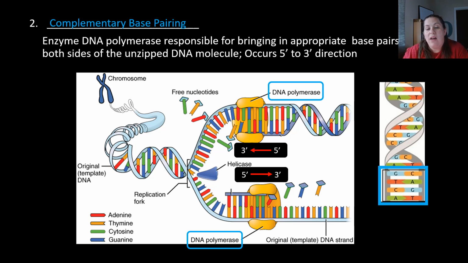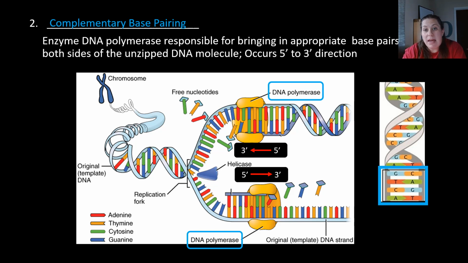Enzymes do this as well. This enzyme is called DNA polymerase. We know it's an enzyme because it ends in ase. It's responsible for bringing in the appropriate base pair. So if there's an A over here, it's going to bring in a T to match it. If it's a G, it's going to bring in a C to match it. Okay, and it's always going to do this in the 5 to 3 prime direction. That's what that little mark means, is prime here. So the 5 prime to 3 prime direction.